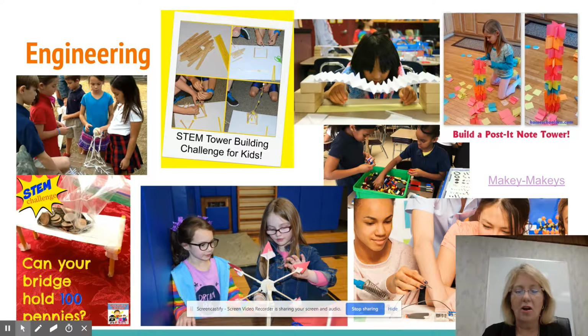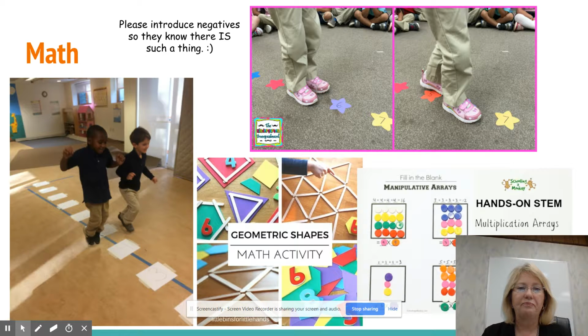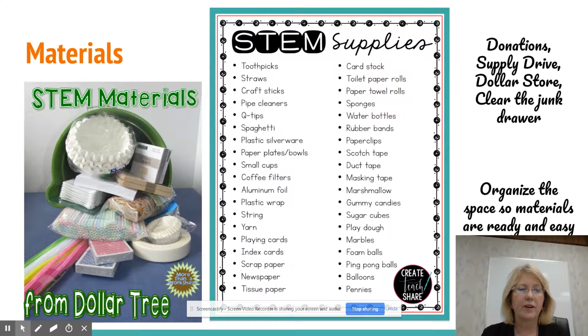So just take a look at all these different resources. Like I said, I have it broken down into the 4 different categories. And then I have this page for materials. So just look at those materials. Those are just recommendations for supplies that you would have in your STEM lab. I put some ideas on the side about how you could get some of those supplies together with donations, a supply drive. Maybe you could have each grade level be responsible for different kinds of supplies. You could have people clear the junk drawer and just have junk.